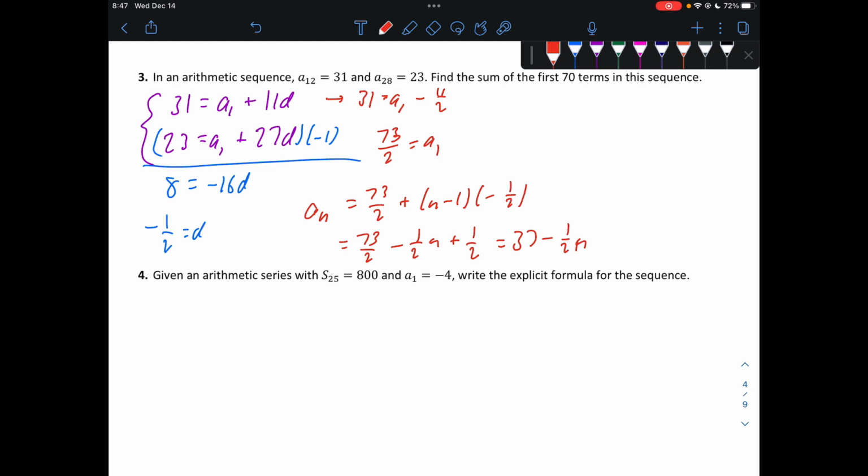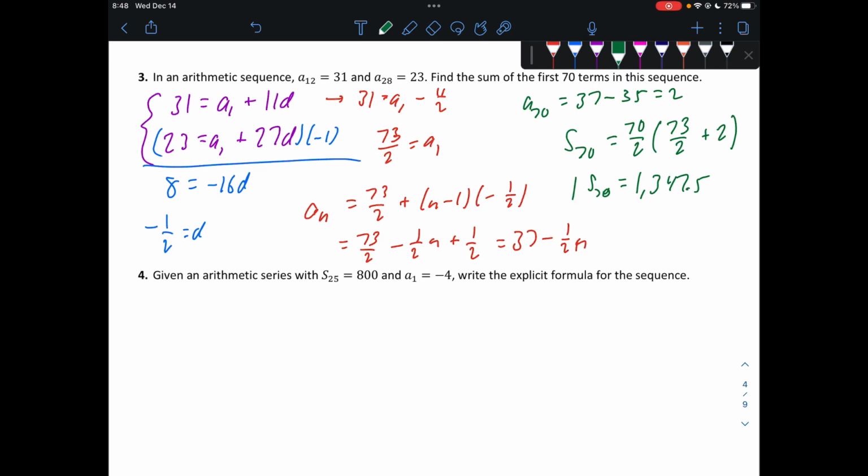So we've got to find the first term, which we have, and the last term. So a sub 70 would be 37 minus 1/2 of 70, so 35. So that'd be 2. So now my sum of the first 70 terms would be 70 over 2 times 73/2 plus 2. All right, I'm going to go to my calculator for that. 73/2 plus 2 times 35. The sum of the first 70 terms would be 1,347.5.